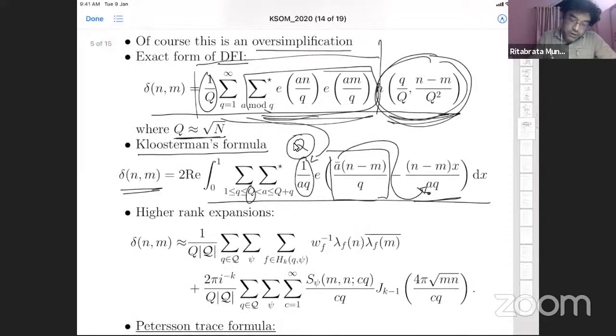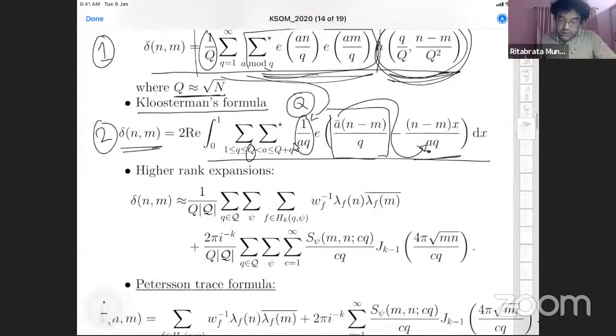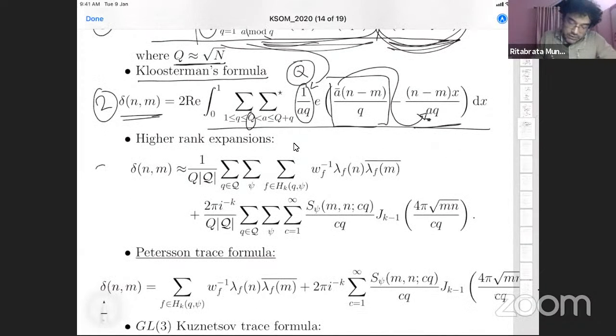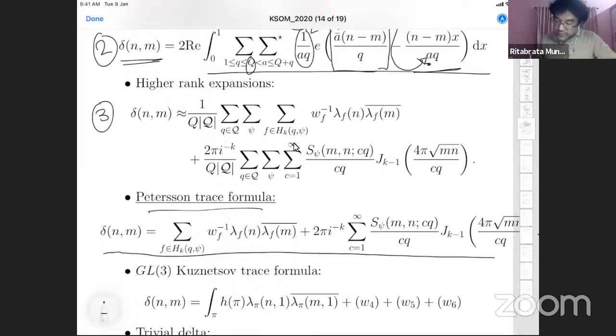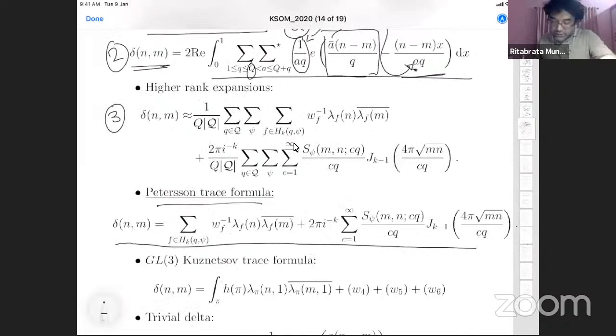So this is formula number 1 for delta, and this is formula number 2 for delta. We can have higher rank expansions also. Up to this point, we had been writing delta in terms of trigonometric functions, but we also have what's called the Petersson trace formula. Maybe I'll just make it a little smaller.